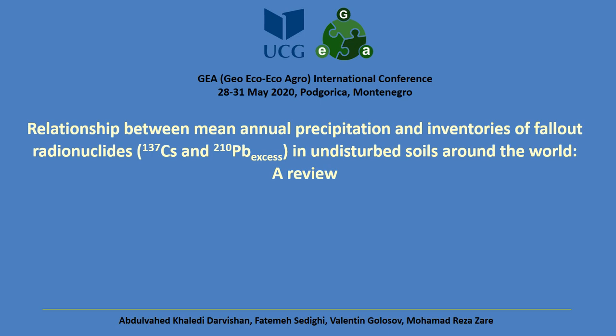I'm going to talk about the way to predict the inventory of cesium-137 and lead-210 in the reference site for soil erosion studies. The title of my presentation, as you can see, is the relationship between mean annual precipitation and inventories of fallout radionuclides, I mean cesium-137 and lead-210, in undisturbed soils around the world.